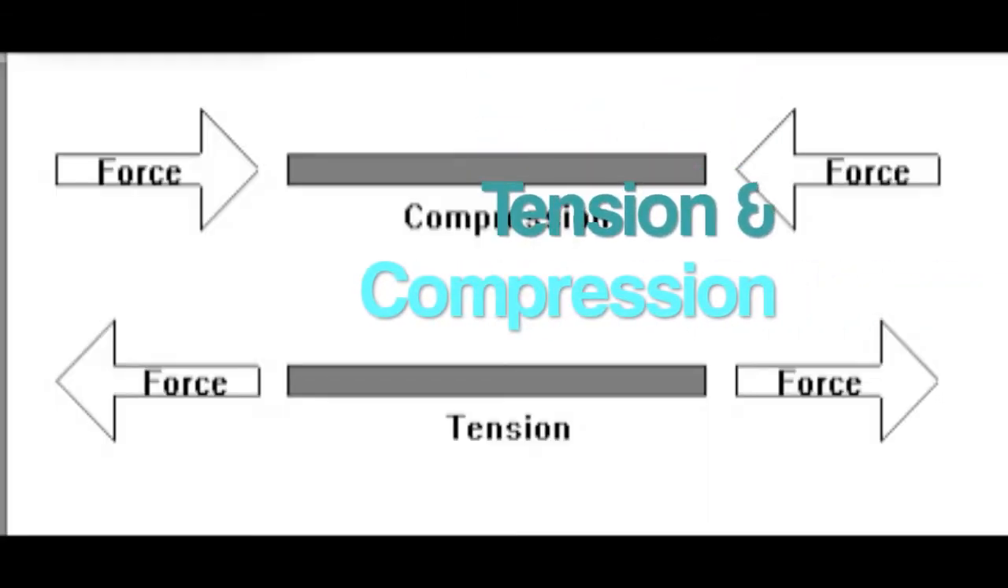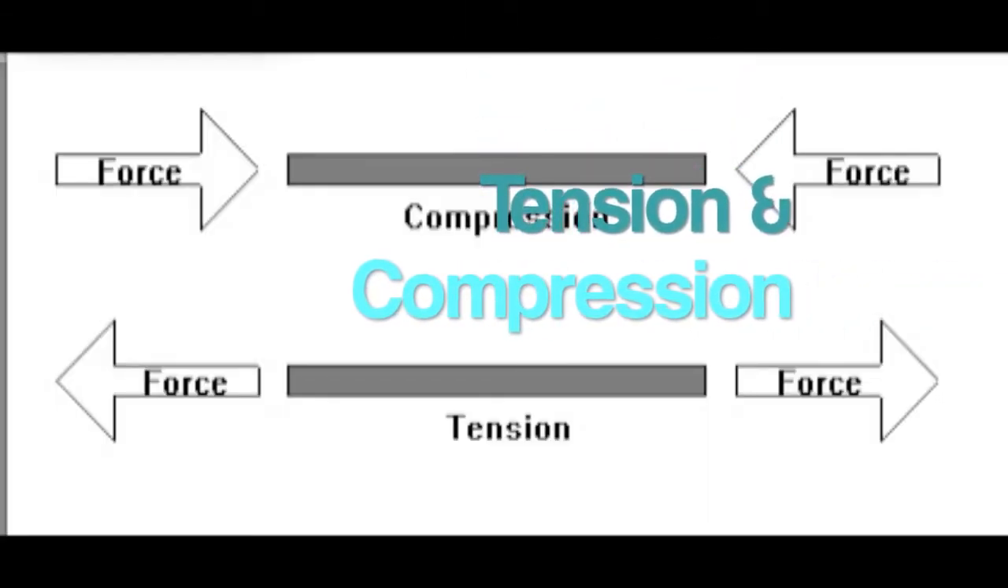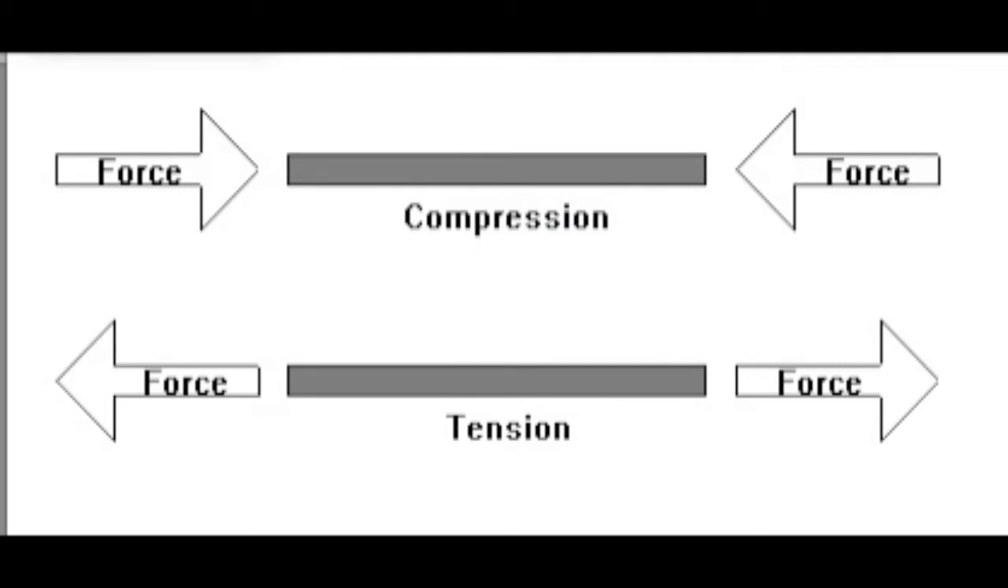Two forces acting upon a bridge are tension and compression. These two forces are opposing forces. Tension is the force of stretching an object out, while compression is the force of collapsing it together.